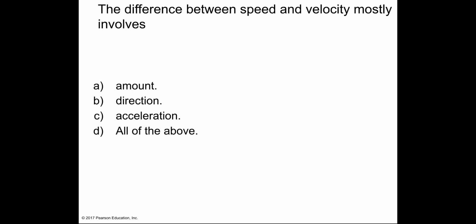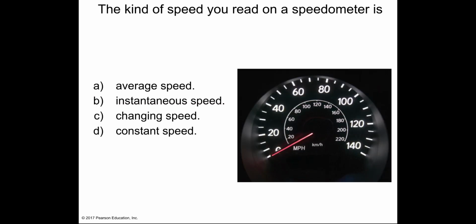The difference between speed and velocity is the fact that velocity has direction while speed has no direction. Okay? So speed is a scalar while velocity is a vector quantity. The kind of speed you read on a speedometer, what is that? Is it the average speed? Is it instantaneous speed? Is it changing speed or constant speed? Of course, that's instantaneous speed. That's the speed at that particular time.